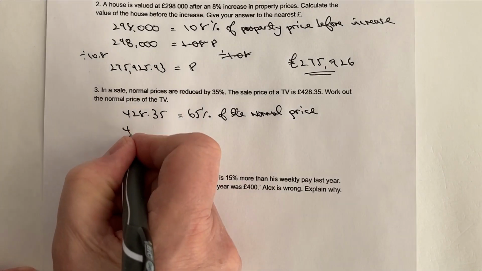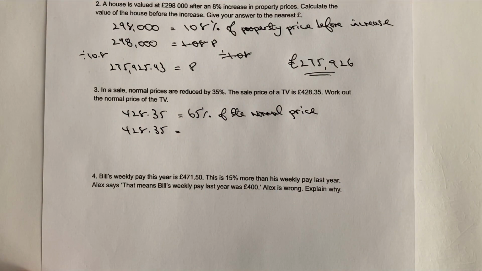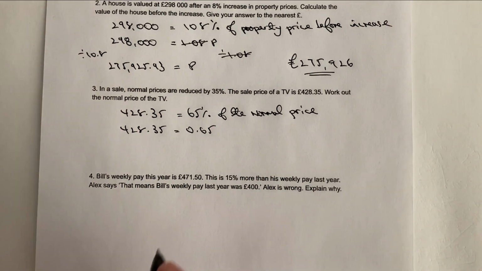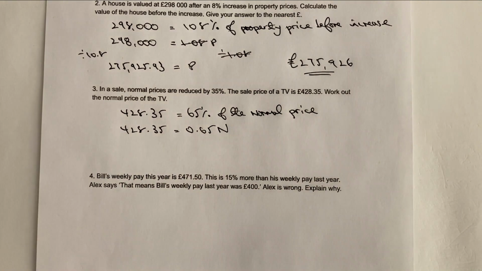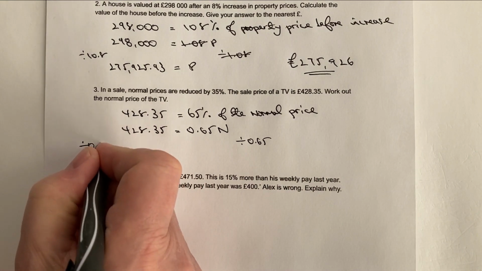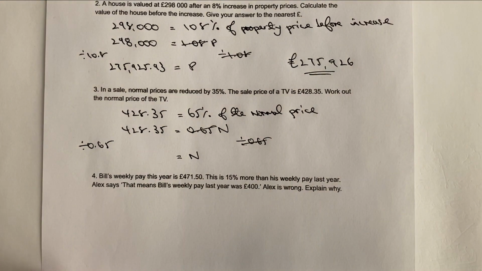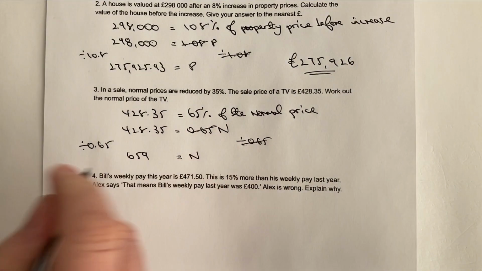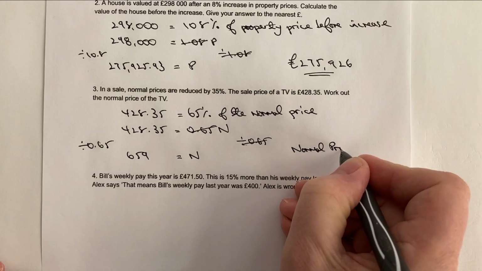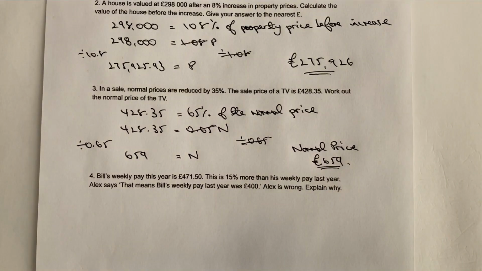So we've got 428.35 equals, rather than 65%, going to make that a decimal, 0.65. And rather than writing "of the normal", I'm just going to put n. So divide both sides by 0.65, get rid of that, and I get n, which is exactly what I'm looking for. And on the left-hand side, I get 659. So the normal price is going to be £659.